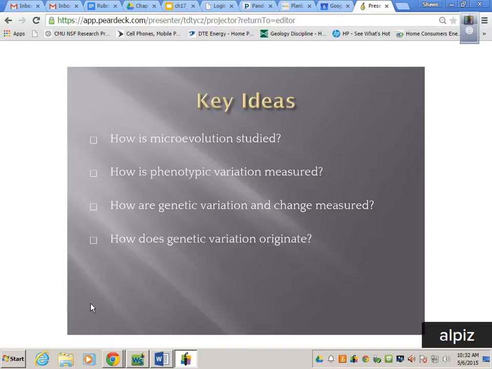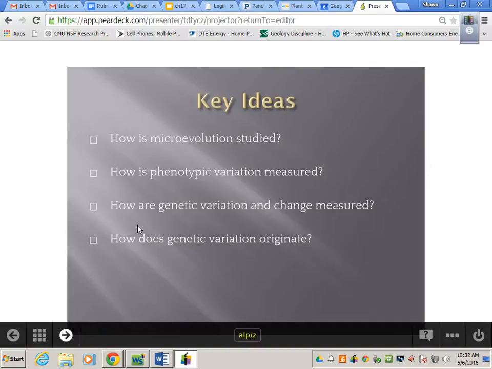So we're going to talk about today microevolution and how we study it using a bell curve. Today's really short. We'll talk about phenotypic variation, how we measure that, and that leads to genetic variation. And finally, how genetic variation originates. We know the source of all new alleles is mutation. But we're going to look at allele frequency today.